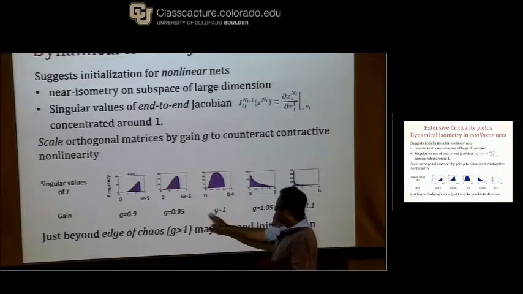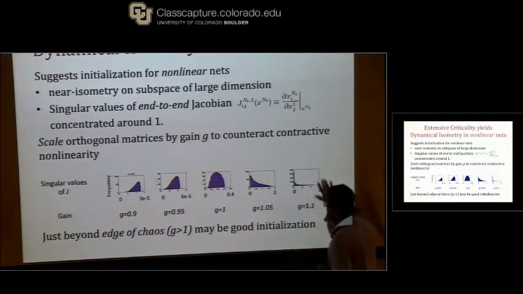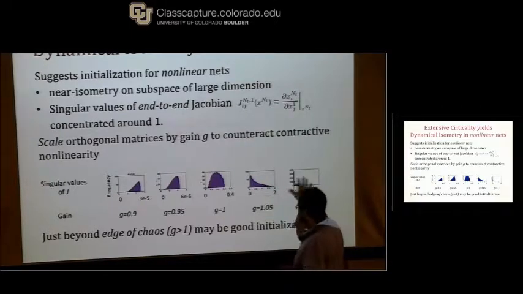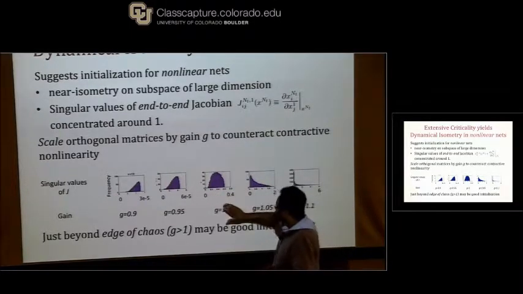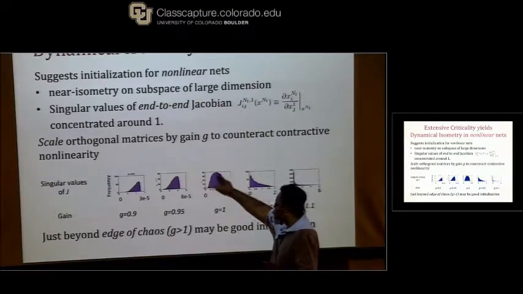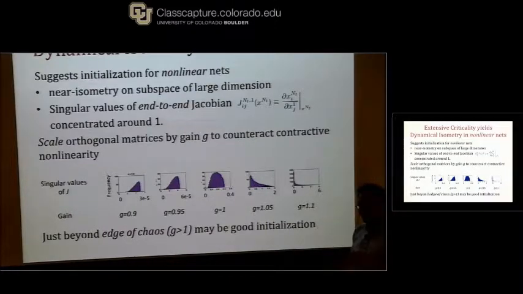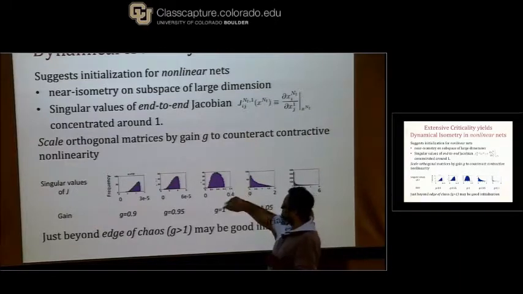So here you do see, when G is less than 1, the exponential decay. When G is bigger than 1, you see the exponential explosion, although it's a little bit weaker. When G equals 1, you can take the depth to infinity and you get a singular value distribution that remains within a range that's order 1. So this notion of dynamical isometry that we obviously proved for linear networks survives for nonlinear networks.